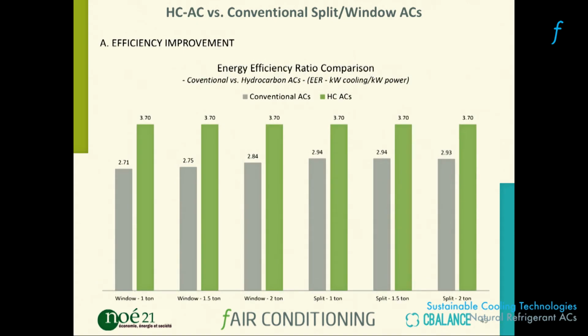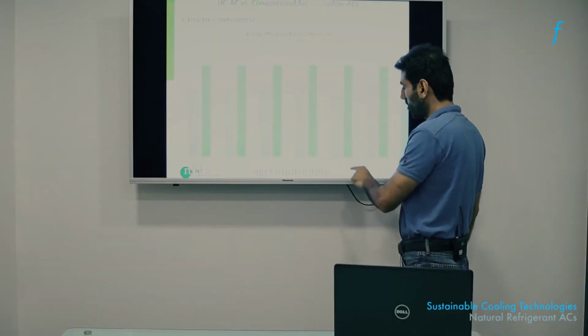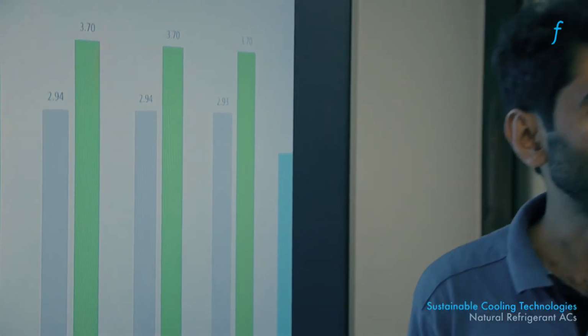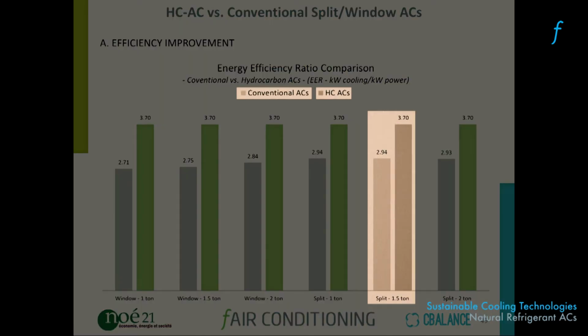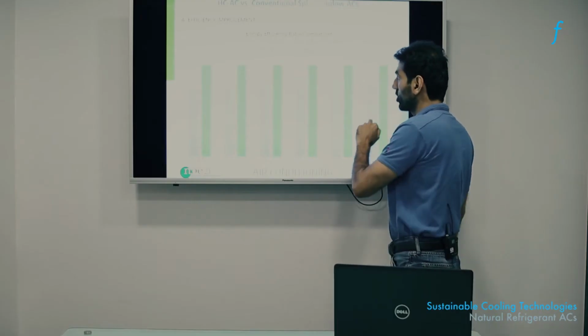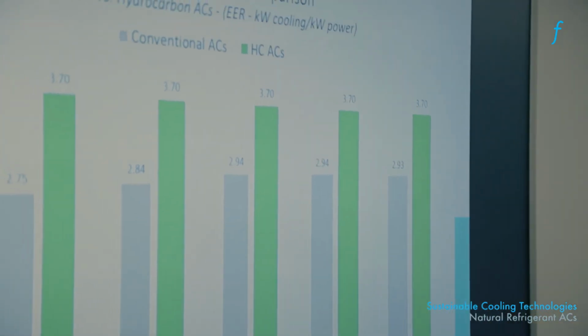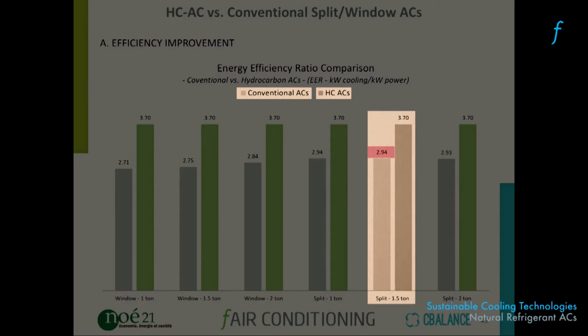The reason why we have a low energy consumption or low power consumption of these ACs compared to business as usual is because of their much higher coefficient of performance. As you can see, a typical 1.5 ton split AC of 3 stars usually has a coefficient of performance close to about 3. However, a Godrej Eon AC, which is one of the manifestations of this hydrocarbon technology, has a COP of about 3.7, which is approximately 20% better than the average AC available in the market.